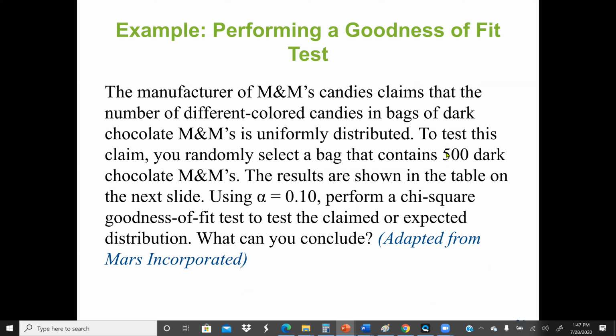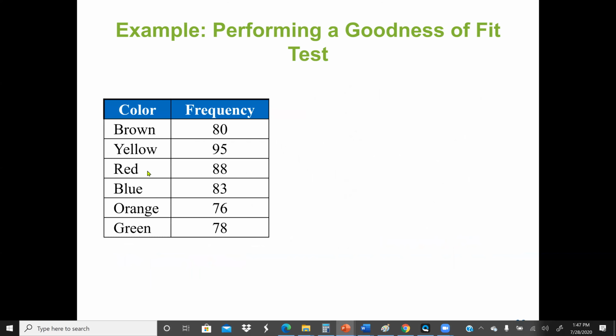First, we know the sample is 500 dark chocolate M&M's. The alpha is 0.10. So we can again do our chi-square, and the categories are given in the table here. The color brown is 80, yellow is 95, red is 88, blue is 83, orange is 76, green is 78.